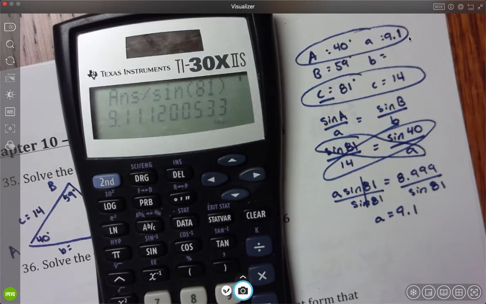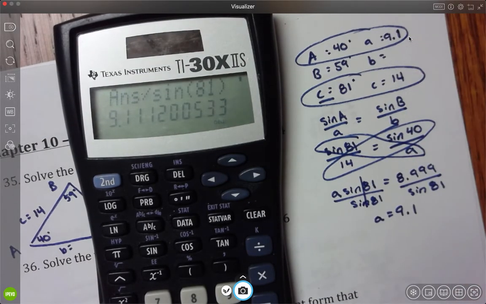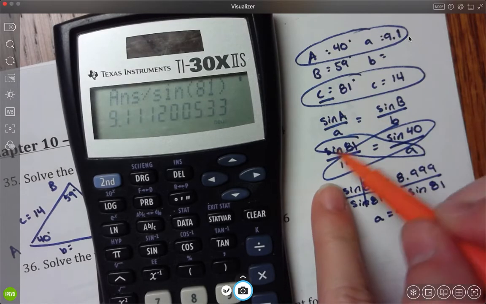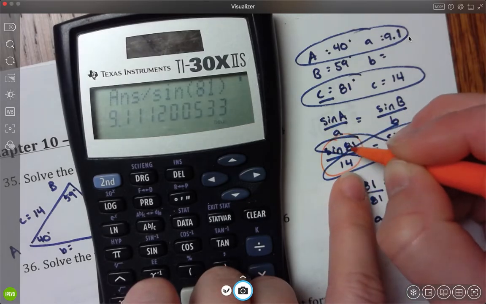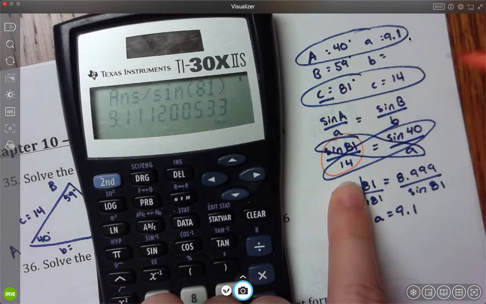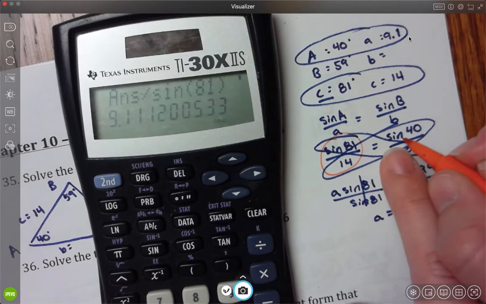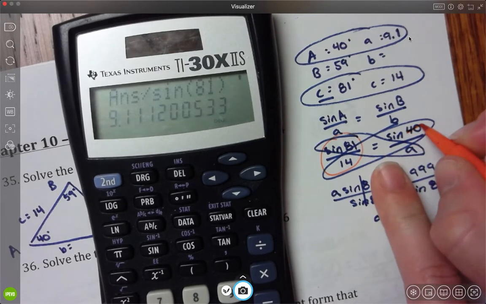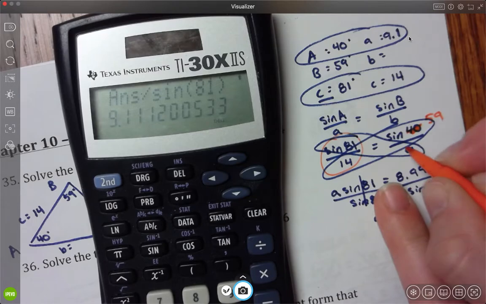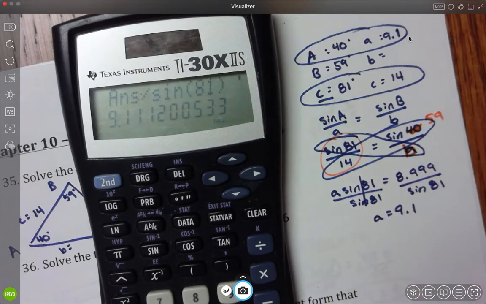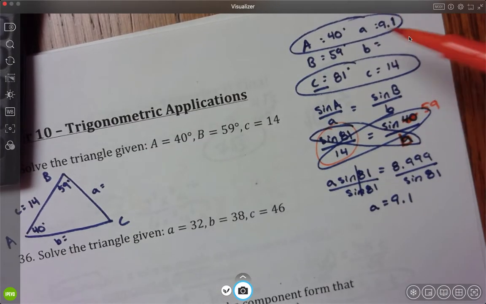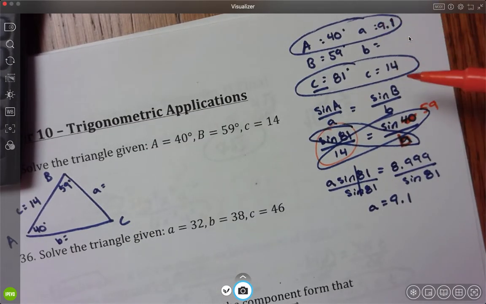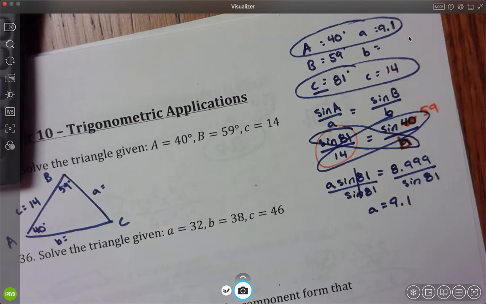Okay, and then B, we can do exactly the same thing. I'm going to even use the same proportion here. I can still use this part, sine of 81 over 14, because I can still use my C's. But instead of sine of 40, I'm going to switch that to sine of 59 over B instead. Now, some people would say, oh, just use the Pythagorean theorem with A, B, and C. I cannot do that because this is not a right triangle. So get that out of your head.